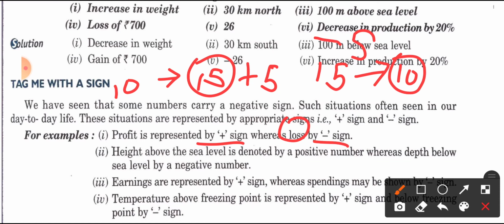Then height above the sea level. For above we will use a positive number, and for below we will use a negative number. Same here, earnings are represented by plus. Spending means how much we are spending in buying or in anything, so we have to give money from ourselves. It means we are spending the money, so we will represent it by a negative sign. Same, temperature above will be plus, and for below we will represent it by a minus sign.